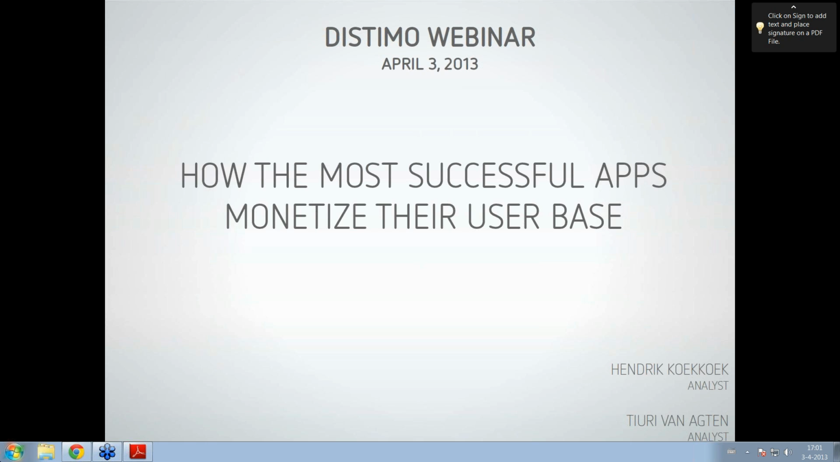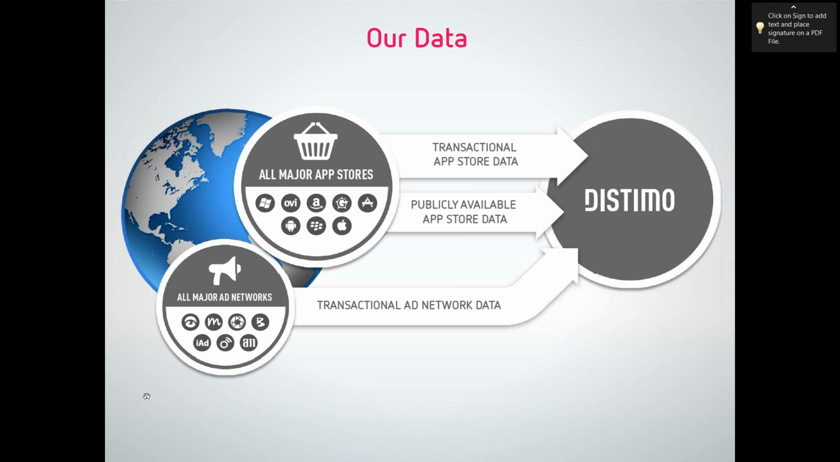But first things first, what is Distimo and what do we do? What we basically do is we track all major app stores and collect all publicly available data in the app stores, such as rankings, prices, reviews, and so on. And we combine those two sources, the publicly available data and the transactional data of the main app stores. That gives us a good overview and good insights of the app ecosystem. Moreover, we also track all major ad networks such as Smaato and InMobi.